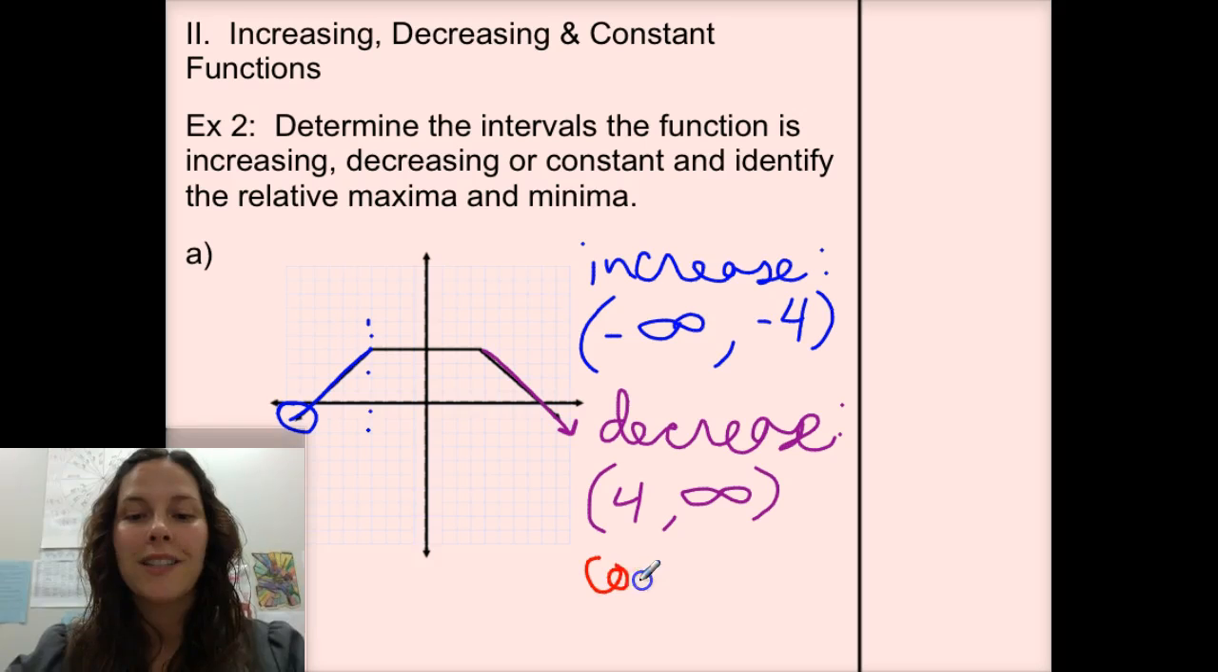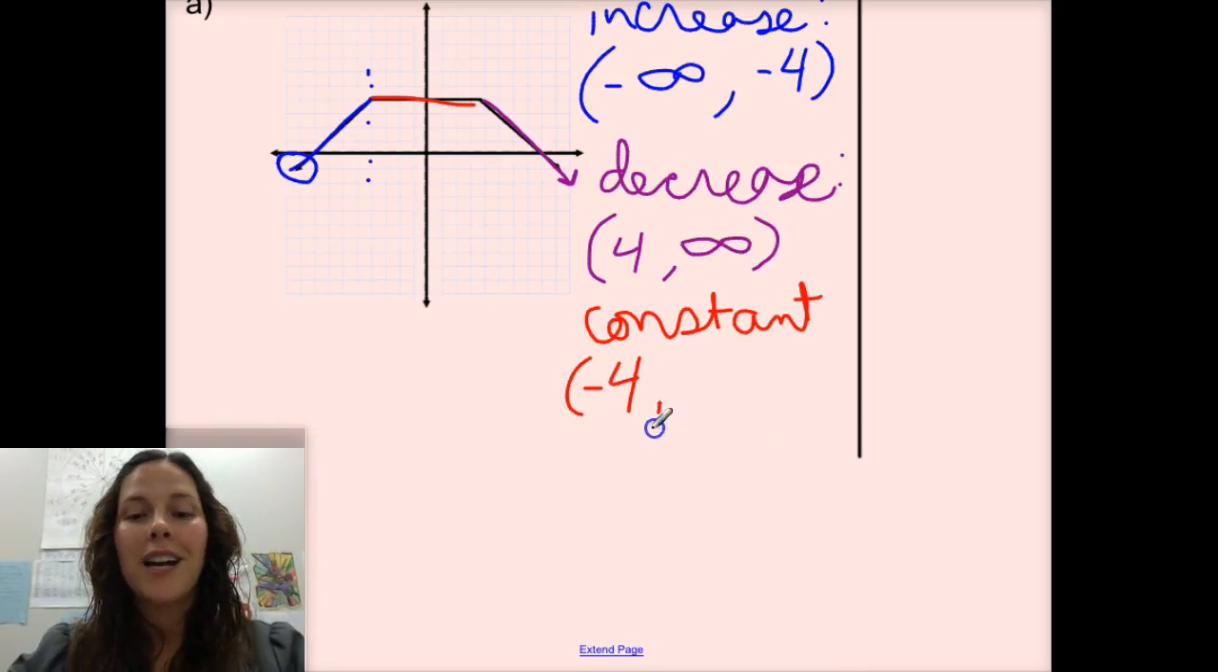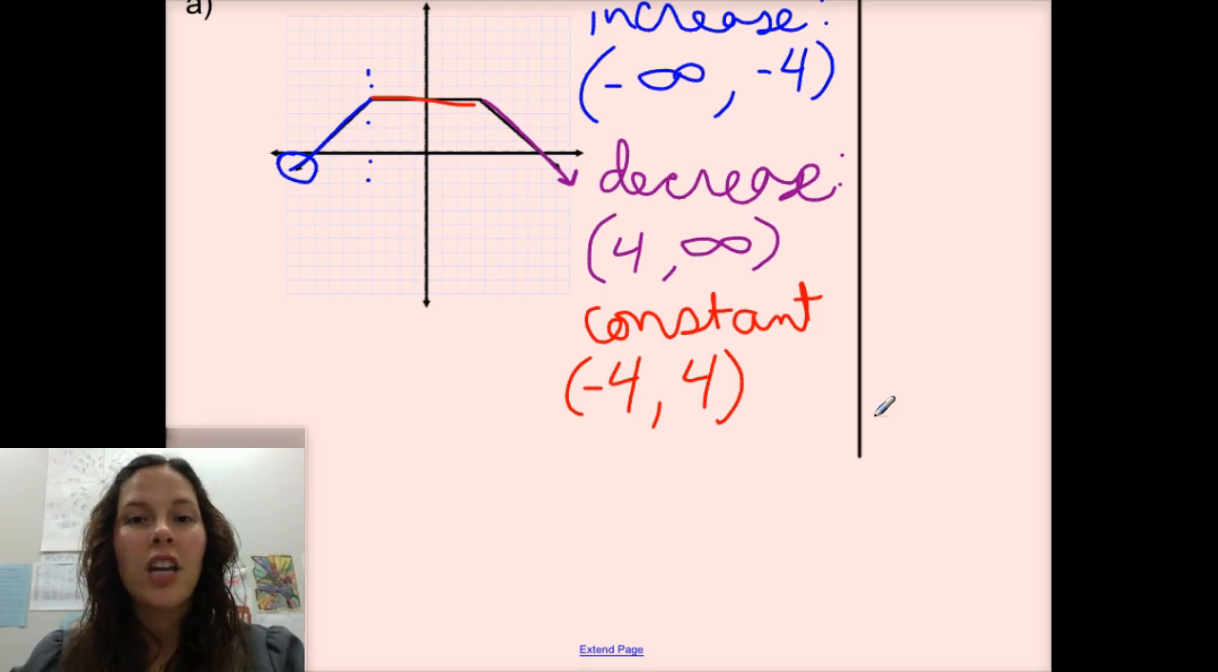And finally, where is our function constant? Constant is when it's not increasing or decreasing, so it would be a horizontal line. So we see a constant function between -4 and 4. Even for the constant function, those boundaries where it changes from increasing to constant and from constant to decreasing are not included in that solution. To clarify, this is not an ordered pair. It is in interval notation. So another way to represent this with inequality notation would be x is between -4 and 4.